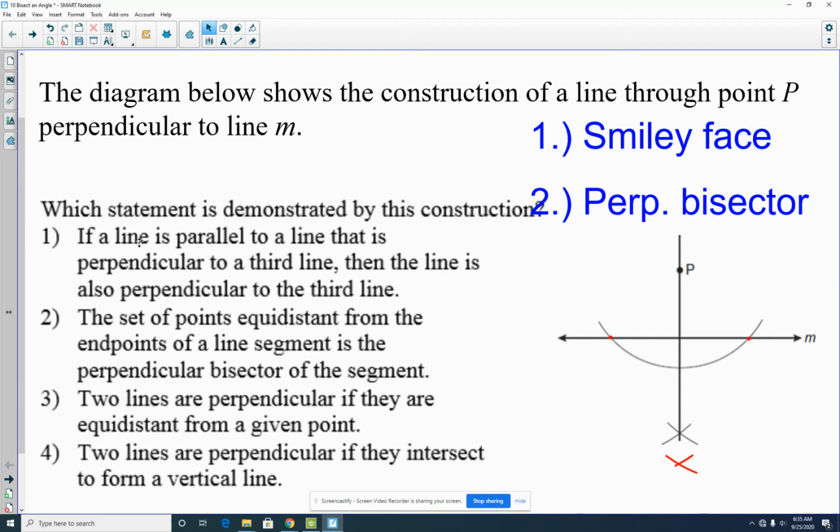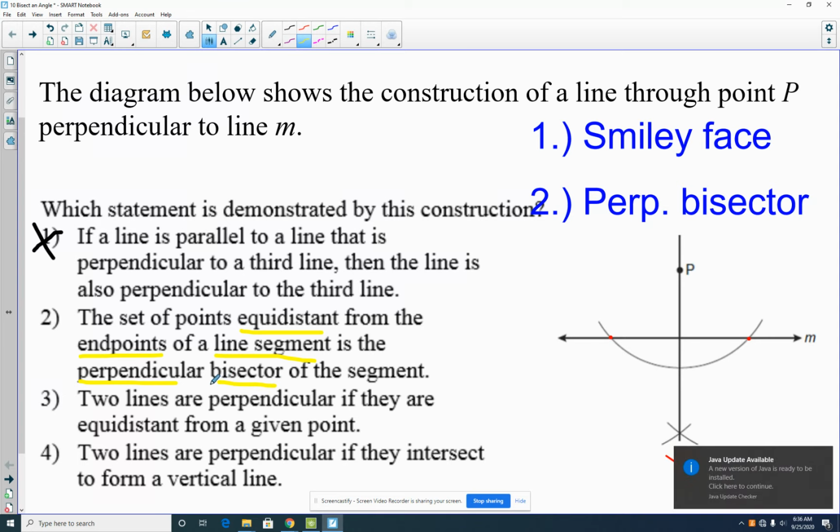So choice 1, if a line is parallel to a line, that is perpendicular to the third line. Well, right off the bat, we don't have anything parallel, and we don't have a third line. So it definitely can't be choice 1. Okay, choice 2. The set of points equidistant, so equal distance, from the endpoints of a line segment is the perpendicular bisector of the segment. So I'm seeing some things like equidistant from endpoints, line segment, perpendicular bisector. So let's pause. Maybe we'll go back to this one.